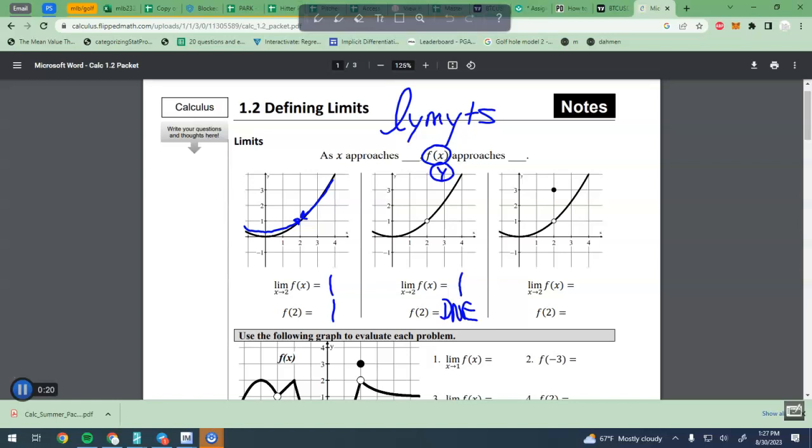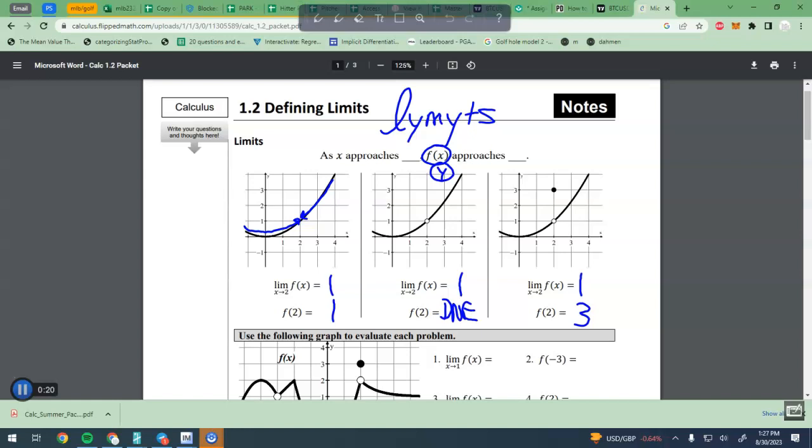And then this third one, the limit is still going to be 1 because those roads are still coming together at a y value of 1. But the value of the function is 3. That's where that closed dot is. And again, that's fine. The limit and the y value don't have to be the same thing.